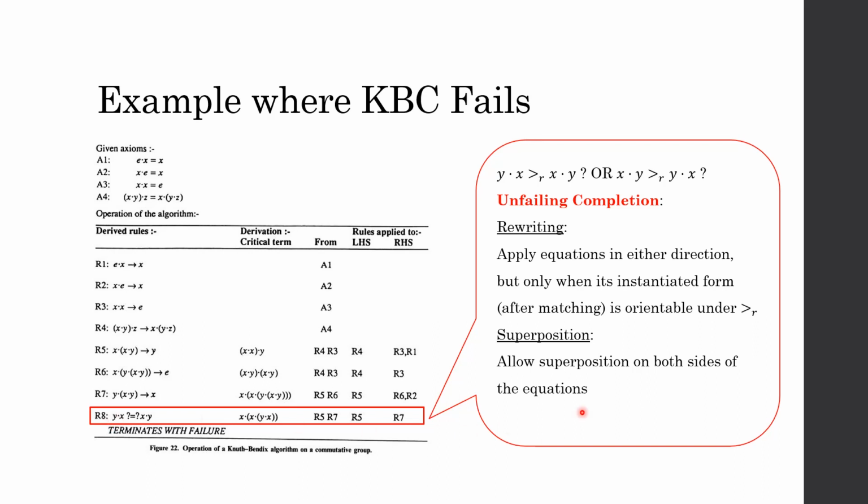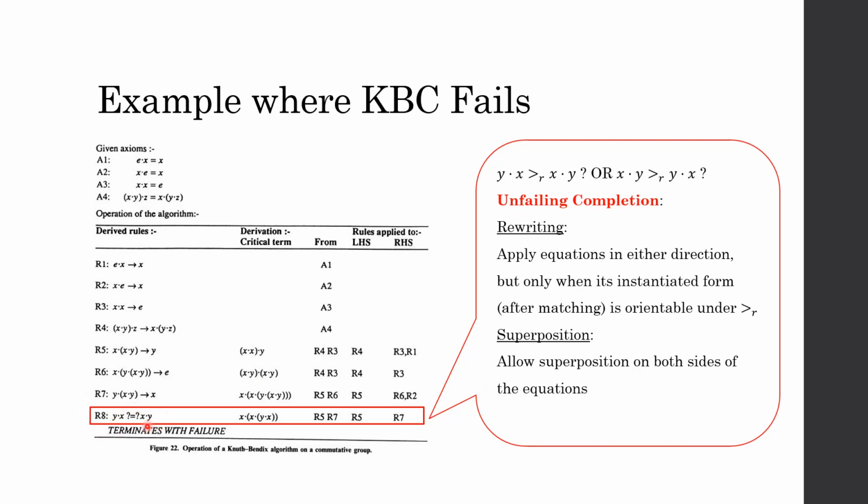Another way is to allow superposition on both sides of the equation. From what we know, we only allow superposition on the left-hand side of the rewrite rules. For this kind of scenario, we allow superposition on the right-hand side of the equation as well.